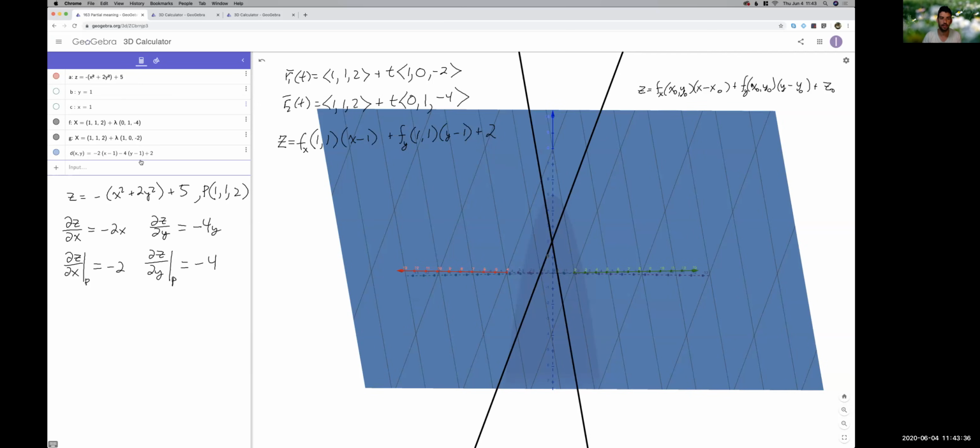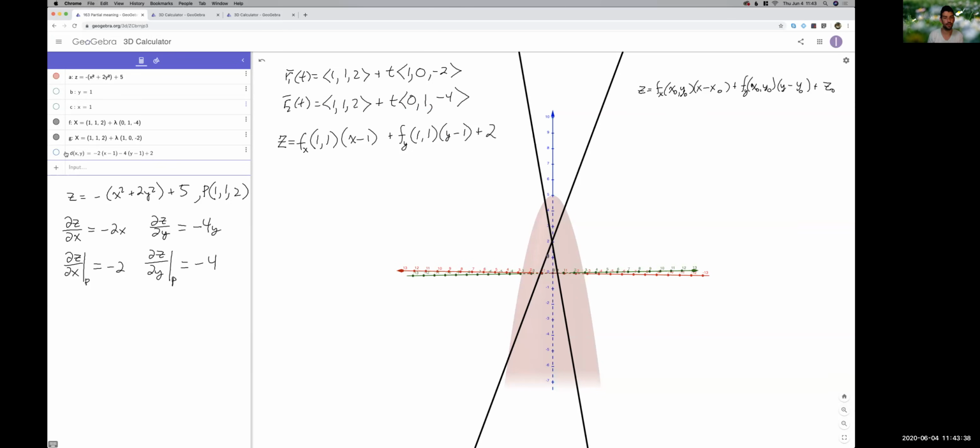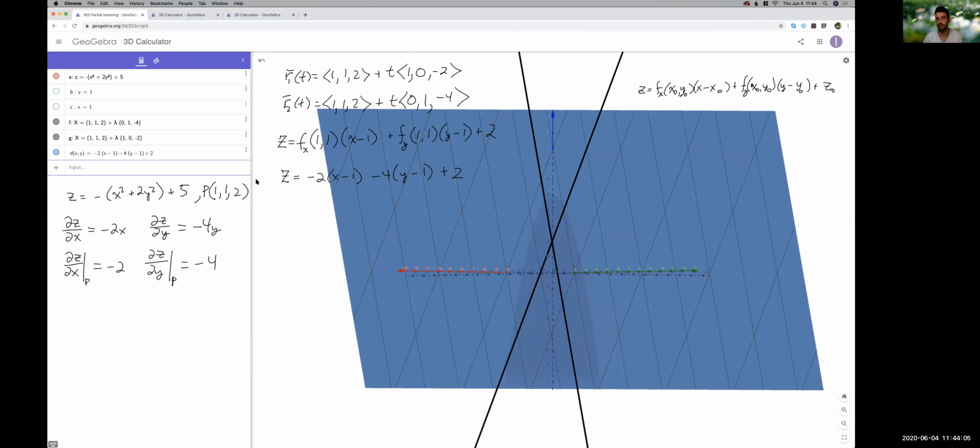Oh, let's do one more thing, sorry. Let's actually put in the values. So I just wrote it symbolically, but we actually computed the x and y derivatives. So z is going to be the x derivative, which was -2, times x minus 1. The y derivative was -4 times y minus 1, plus 2, okay? And that is the plane that I've graphed here.